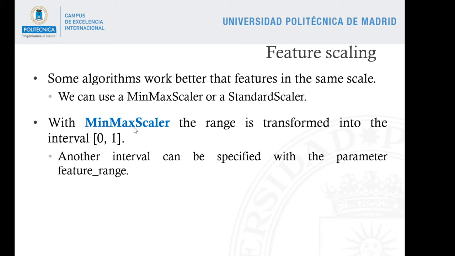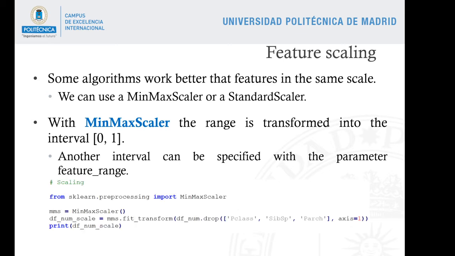With min-max scaler, we can transform the range of our feature to the interval 0, 1. The minimum will go to 0 and the maximum will go to 1, and all the values in the middle will fit a linear progression. We can also specify another range, but 0, 1 is the most usual one.